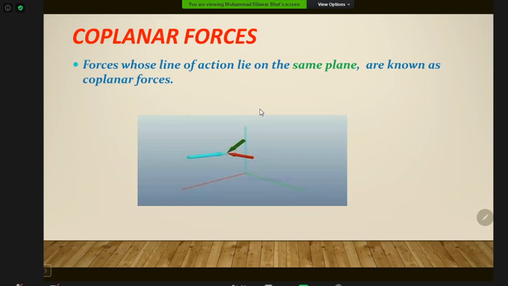For example, let's say we have three types of forces: one, two, and three. And if now the forces have a common line of action, they are all in one line, and they are also in a single plane, right?